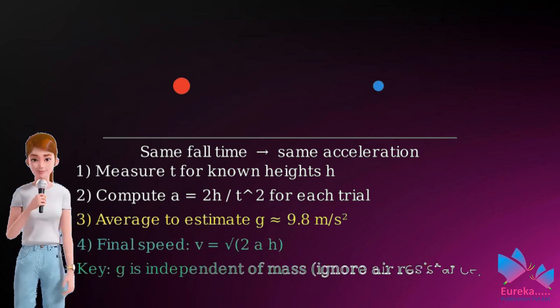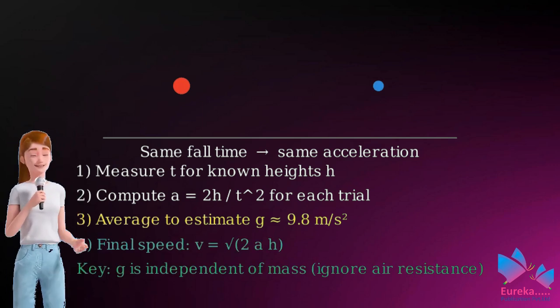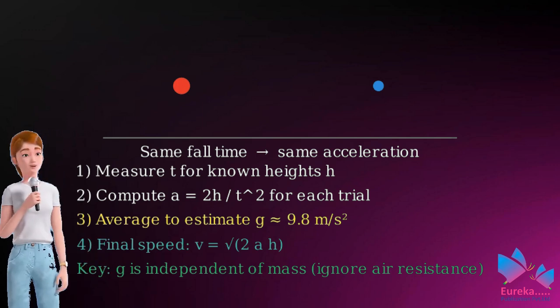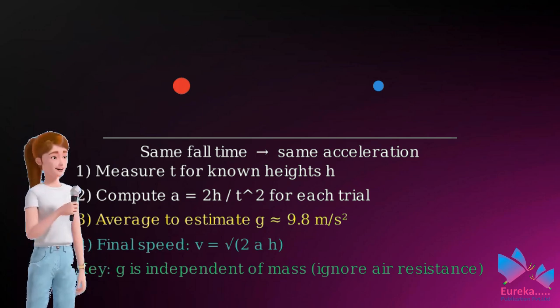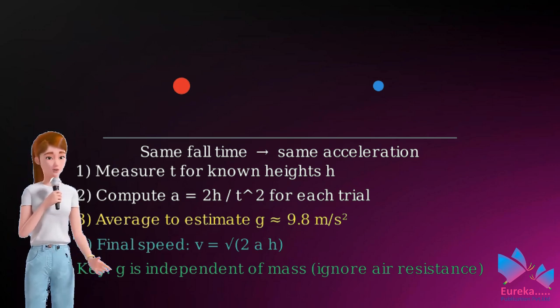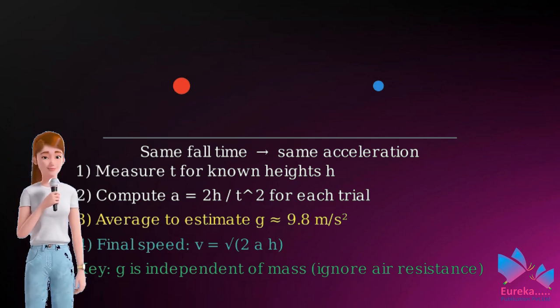Summary: we dropped stones from known heights, measured time, used h equals 1/2 at squared to compute a equals 2h over t squared, and averaged to estimate g near 9.8 meters per second squared. We also computed final speed using v equals the square root of 2ah. And importantly, g is the same for all masses when air resistance is negligible.